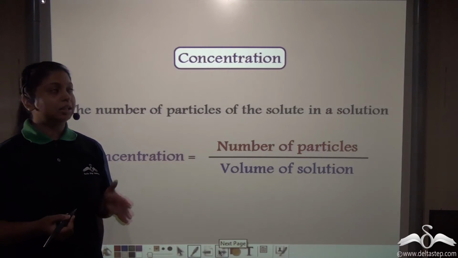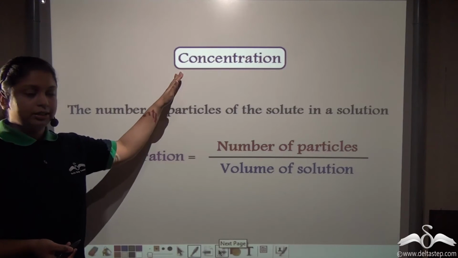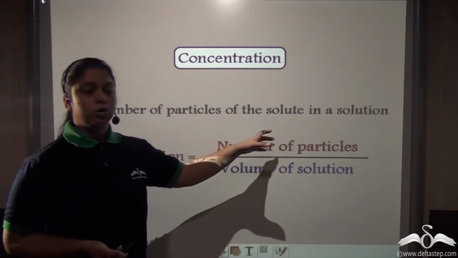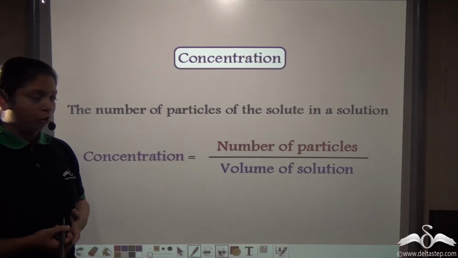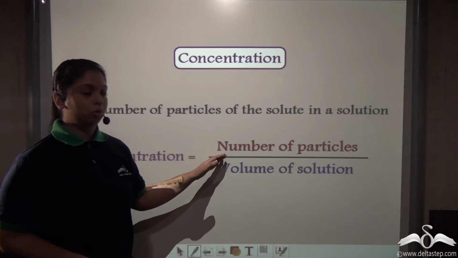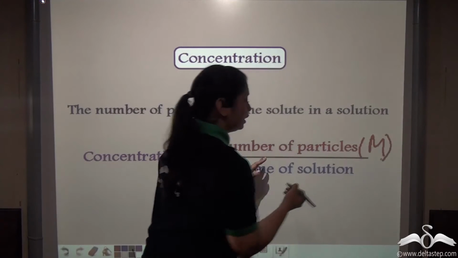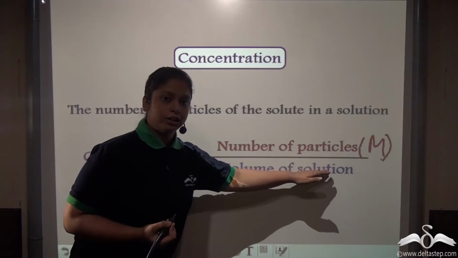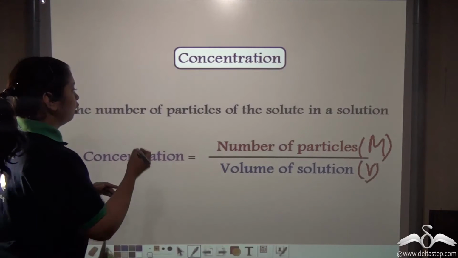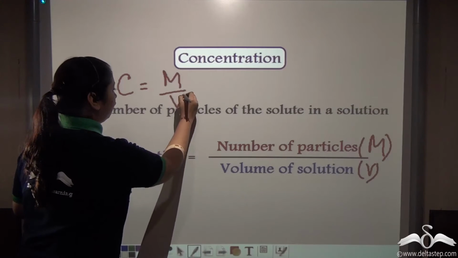So first let us learn the definition of concentration. The definition of concentration is the amount of solute or the number of particles of solute which is present in a solution. So we can write it like this, that concentration is equal to the number of particles, can be written as M, divided by the volume of solution, which can be written as V. So concentration is equal to M by V.